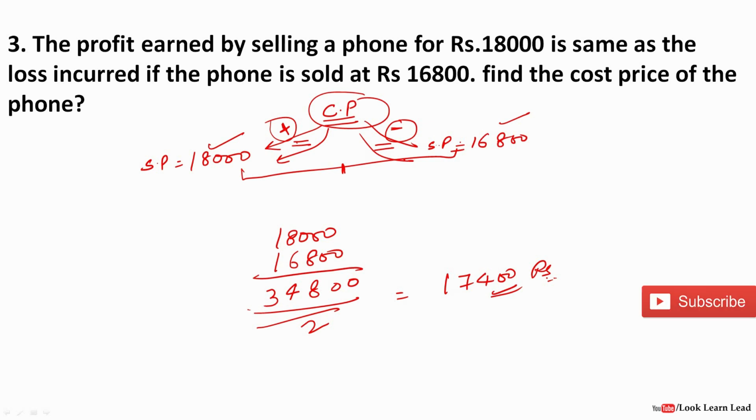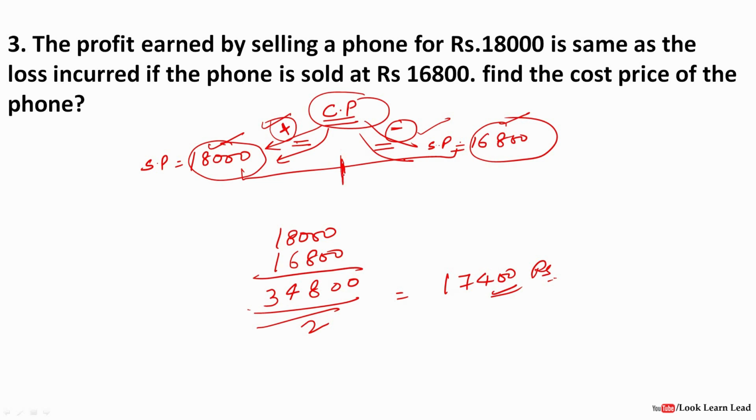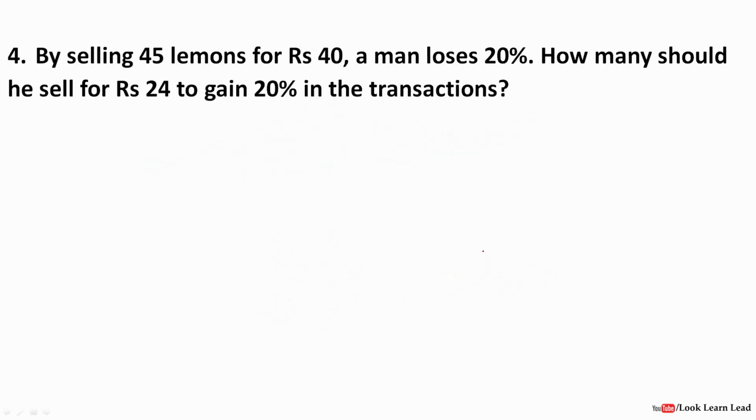So you can go through this. I can repeat once again. By selling it at this, we had some profit. By selling it at this amount, we had some loss. This loss is equal to this profit. So that means cost price would be some amount which is exactly in between them. So I'll sum both and divide it by 2. So I'll get the midpoint of these two numbers. So that is 17400. Next question.